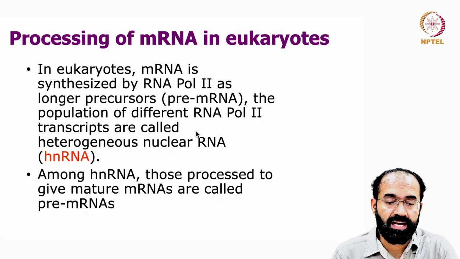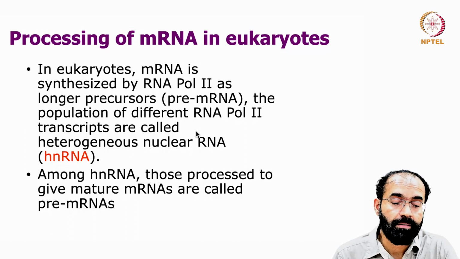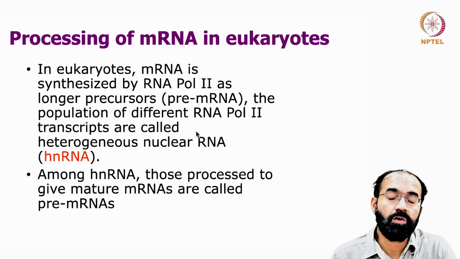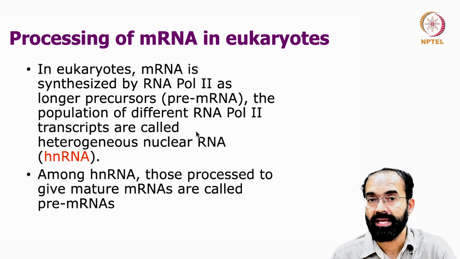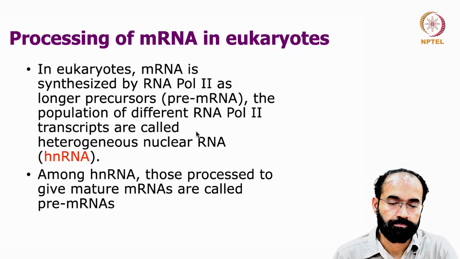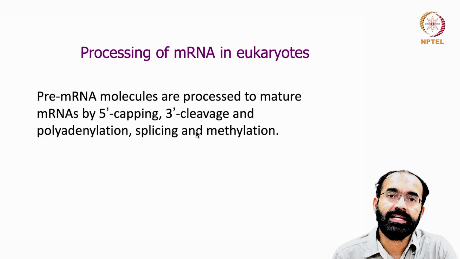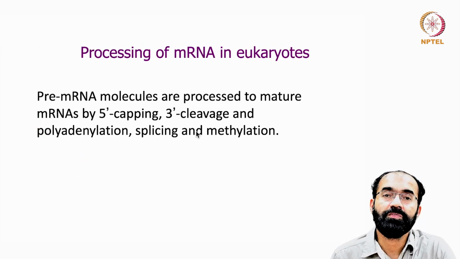And among the hnRNA, those processed to give mature RNAs are now called pre-mRNAs. Why are they called pre-mRNA? They still have introns present that have to be removed, and then become proper mRNA that will migrate to the cytoplasm. So let us see how the processing of mRNA takes place in eukaryotes.